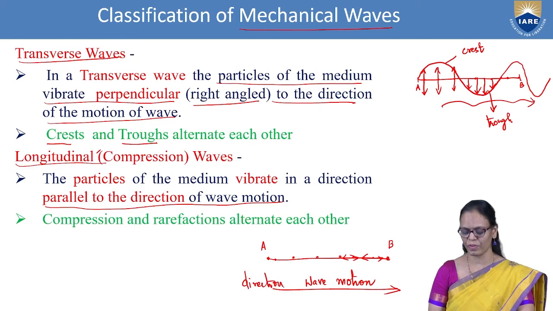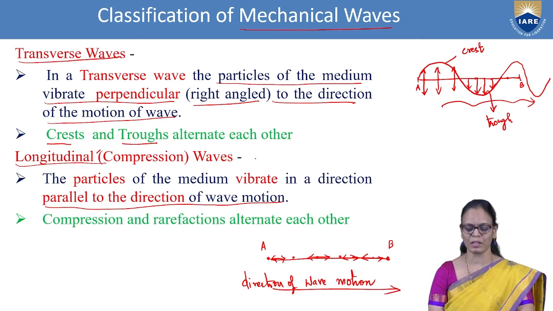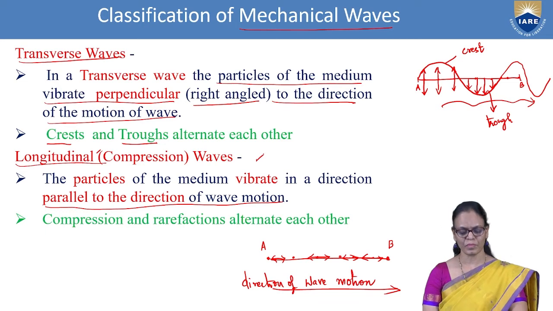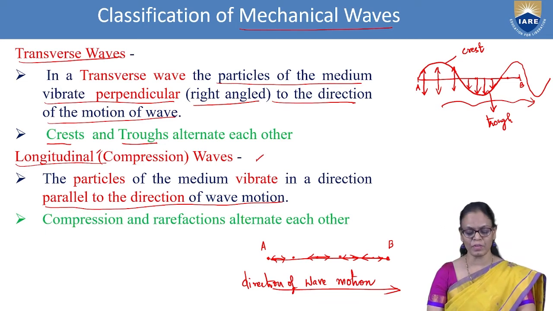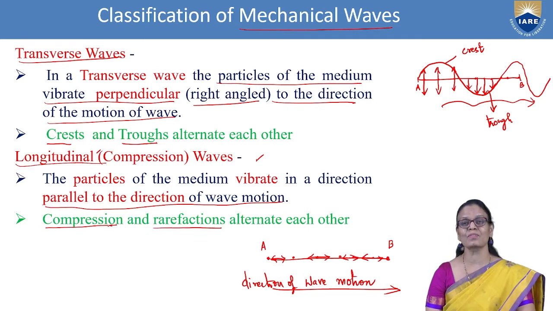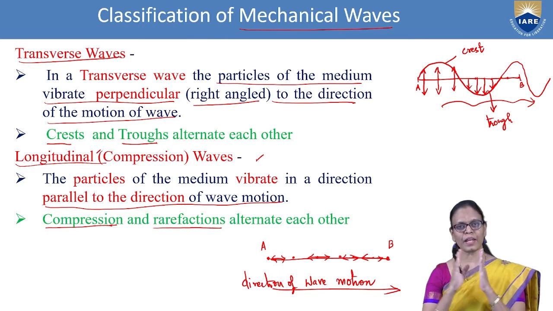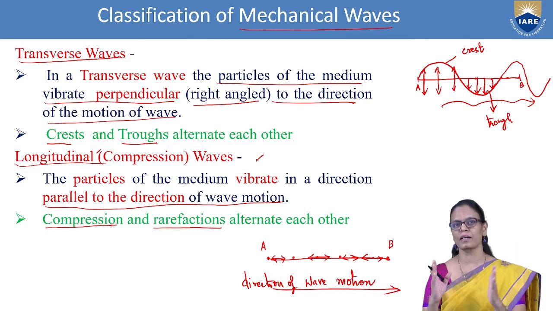Direction of wave motion. And how are the particles vibrating now? They are vibrating parallel to the direction of wave motion. So then you say it's a longitudinal wave. So in a longitudinal wave, we have compressions and rarefactions. So compressions means where the particles come closer together. And where they are apart, we call it as rarefaction.